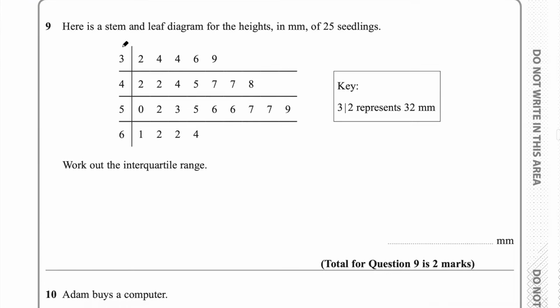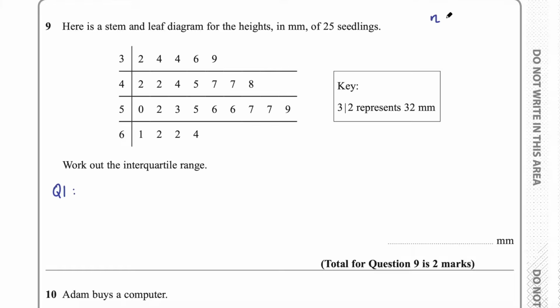Question 9 says, here's a stem and leaf diagram for the heights in millimeters of 25 seedlings. Work out the interquartile range. Okay, so for the interquartile range, we need the quartile 1, the quartile 3, and then the difference between those. So to work out quartile 1, the method is to take however many things we have.